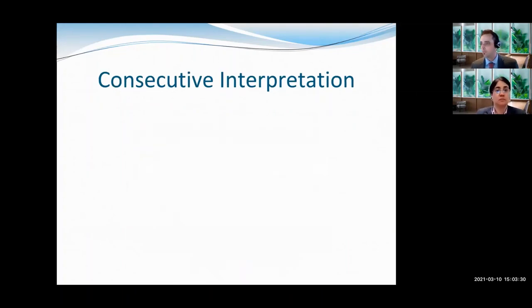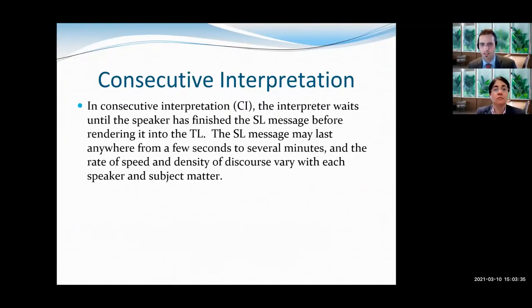All right. So consecutive interpretation. Let's just define it. Make sure we're on the same page. In consecutive interpretation, the interpreter waits until the speaker has finished the source language message before rendering it into the target language. So they say something, we wait for them to talk, they finally stop, they look at you, and then you say it in the other language, right? That's how it works. And then usually there's a response from the other side, and they talk for a second, and they stop, and they look at you, and you say it in the other language. So it's back and forth.